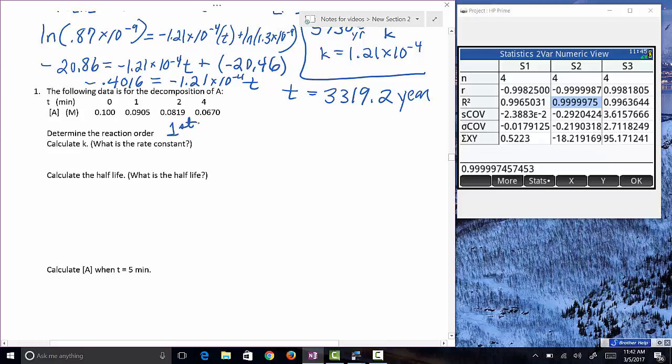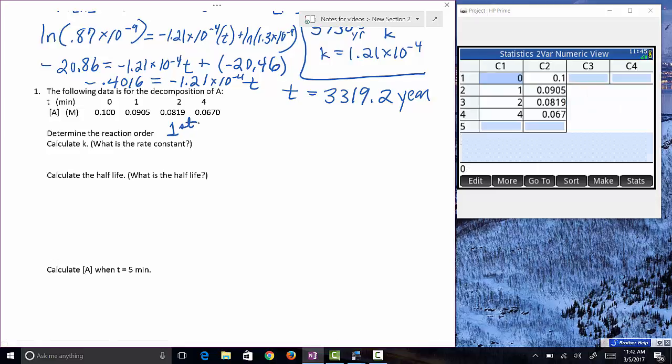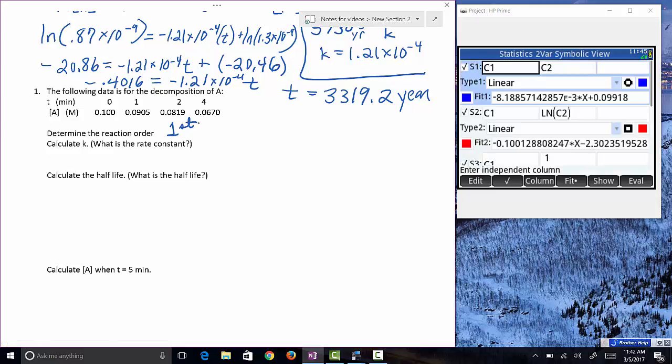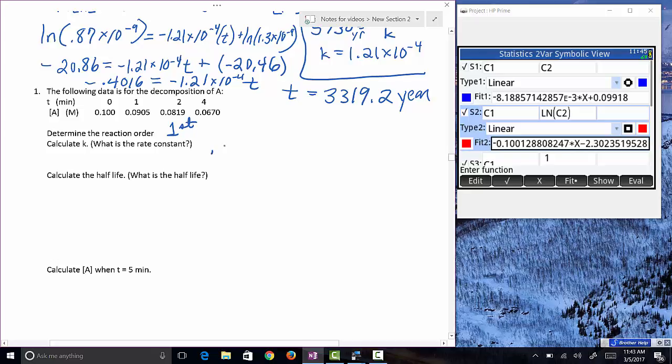And then I'm going to go back to my symbolic view. Oops, after I hit OK. And go to my first order, which is S2. And so looking at that, go down, right there is my equation. The absolute value of the slope is my K. So K is equal to 0.10013. We round it there.